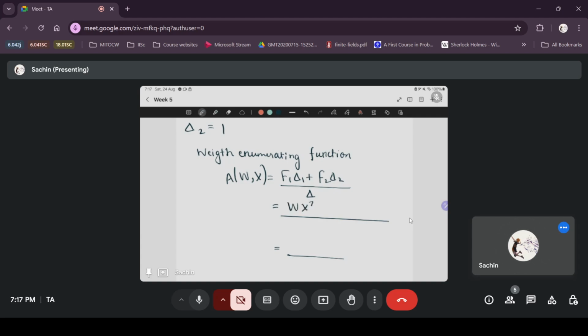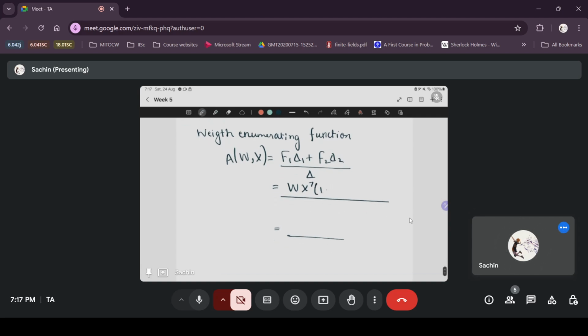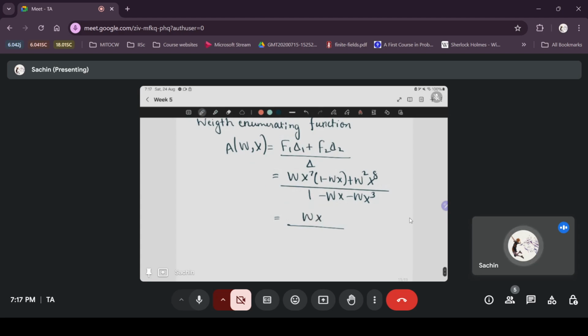Also, don't get confused. The previous lectures used T instead of A, and they used Y instead of W. So the T in the previous lecture is the A in this lecture, and the Y in the previous lecture is the W here. This is WX power 7 into 1 minus WX plus W square X power 8 divided by 1 minus WX minus WX power 3. If you simplify that, you'll get WX power 7 by 1 minus WX minus WX cube.